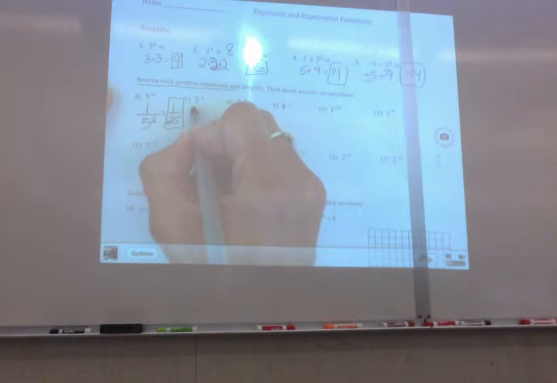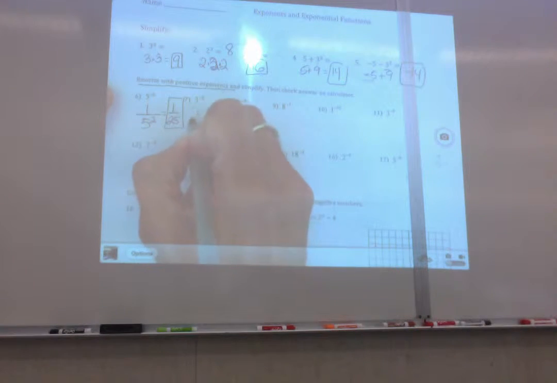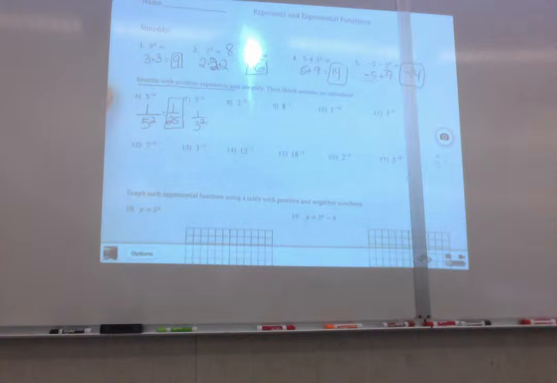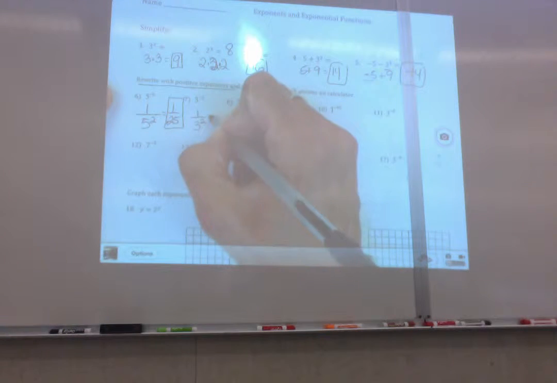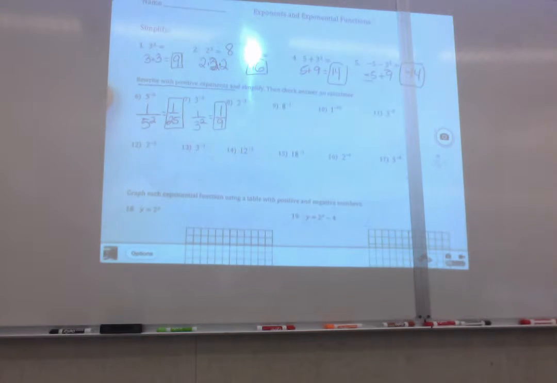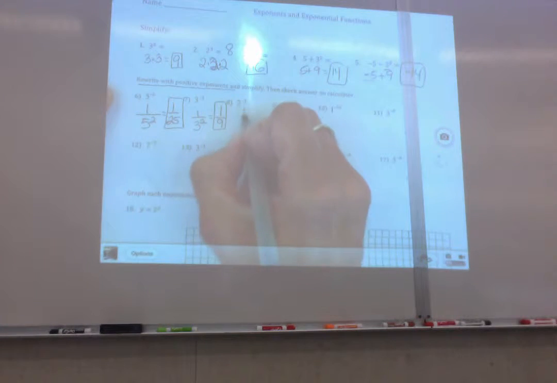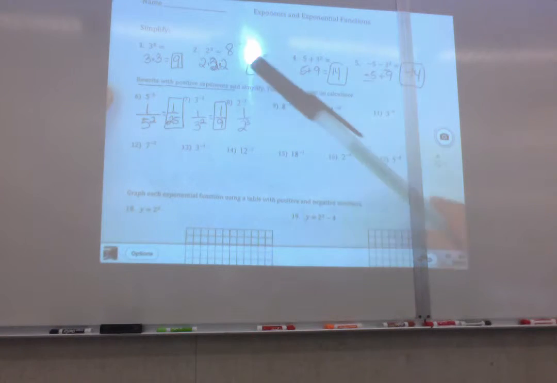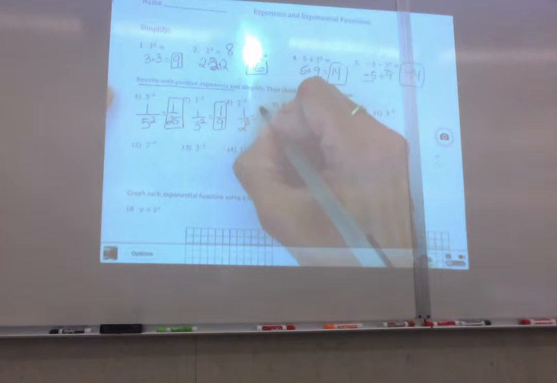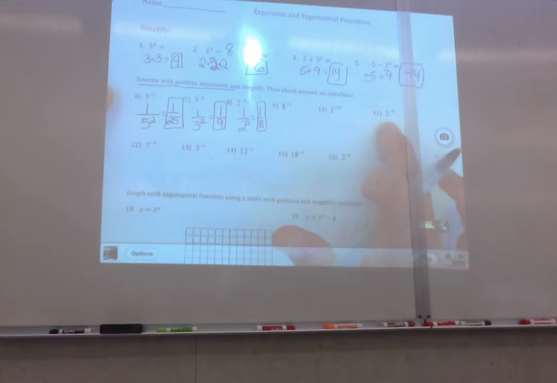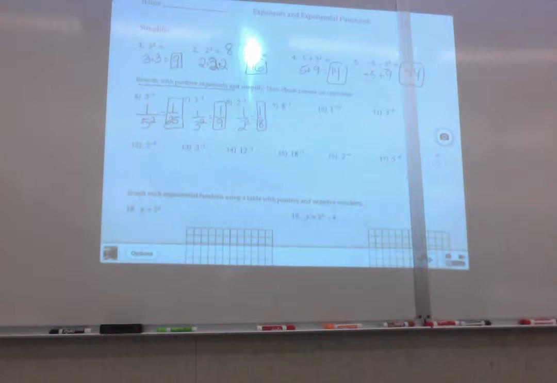So if I rewrite this as a positive exponent, I put a 1, I put a 3, and I put a positive 2. And then it's going to be 1 over 3 times 3, or 1/9. Rewriting this as a positive exponent, 1 over 2 cubed. And we already know what 2 cubed is. What's 2 times 2 times 2? 8. 1 over 8. Thank you. Please do 9, 10, and 11 at your desk.